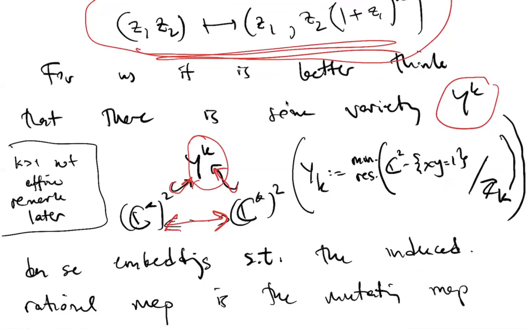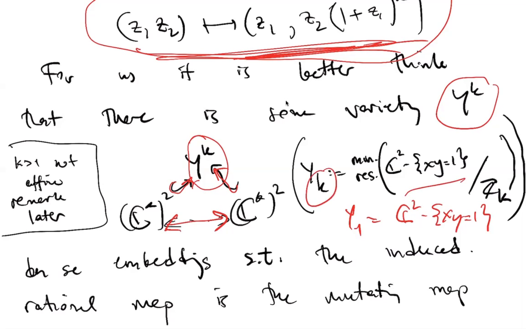So, for example, if k is equal to 1, Y1 would be just C2 minus a conic. Everyone knows this has two C star square charts, and the C star square embeds into this in two explicit maps. If you look at the induced rational map, it should be, in some coordinates, equal to the cluster transformation. This is the cluster variety with two charts. For the other cases, you mod this out by some action of Zk and take some resolution. So it's like a resolution of a singularity, but you have to remove the conic again.